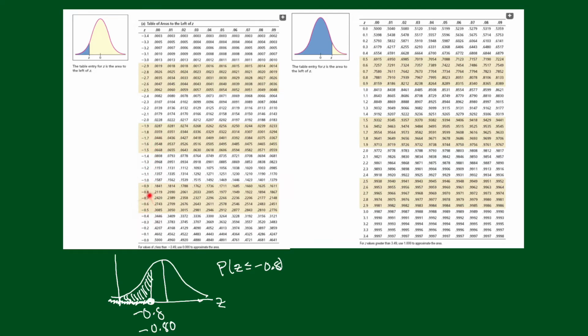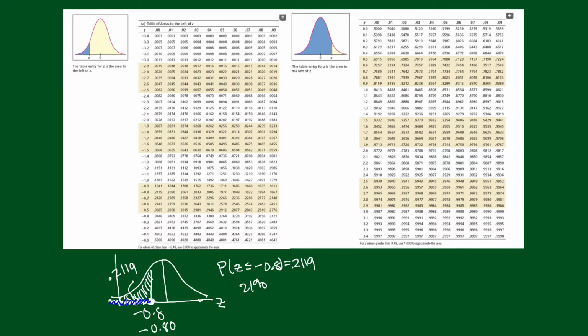Okay, 0.8. There it is right there. You see it? Negative 0.80. So my second decimal place is a 0, that one right there. So follow it down right there, 2119. So this area out here is 0.2119. So that probability is 0.2119. There's about a 21% chance of getting a z value down in this region right here.